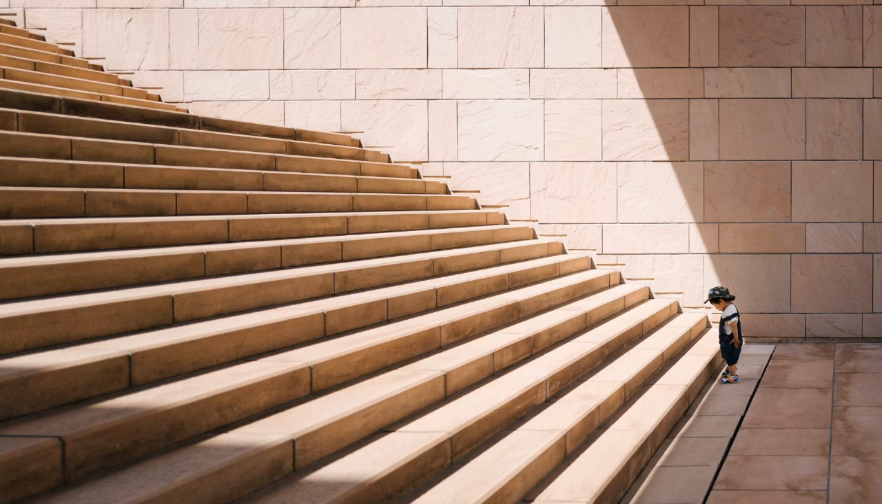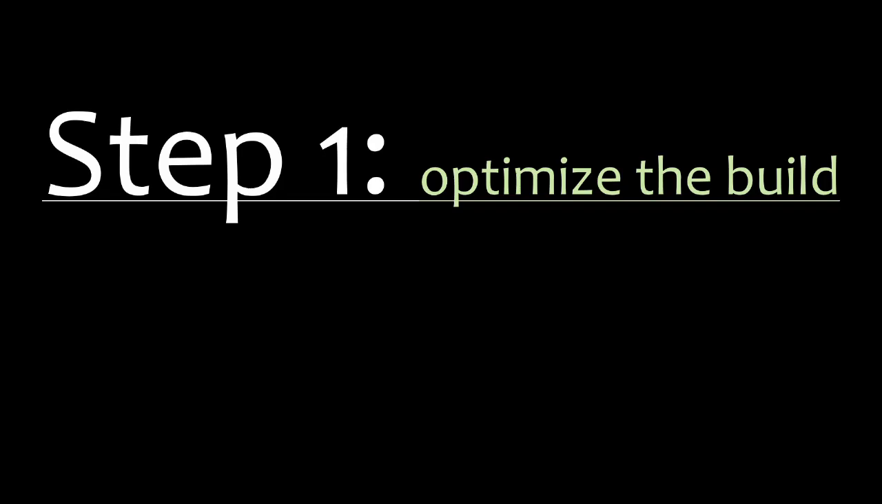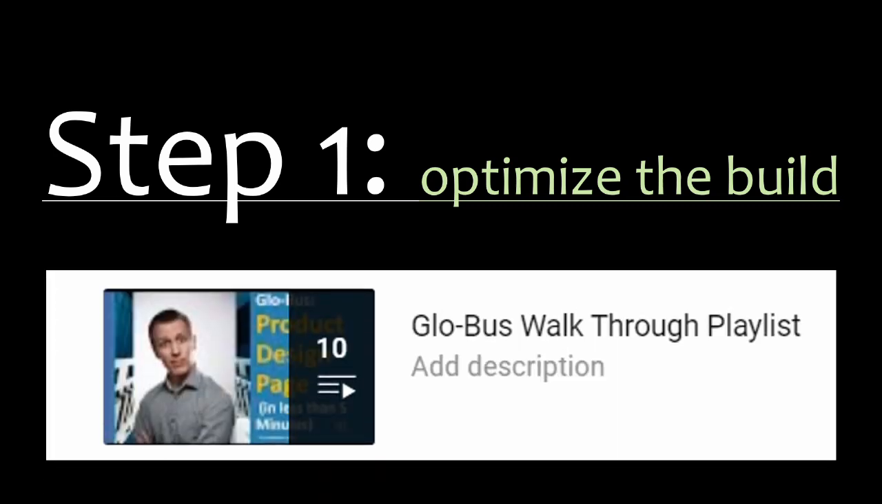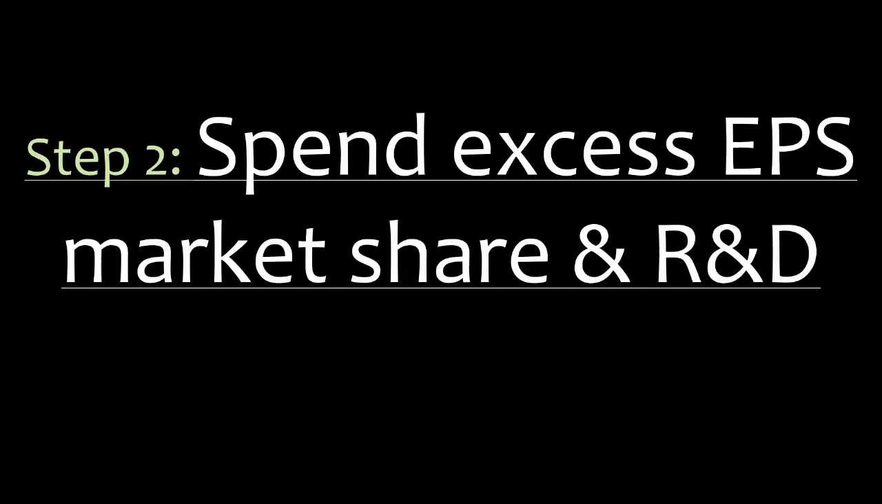Let's go over some easy steps. Step 1, optimize your build. Don't know how to yet? Try this easy playlist. Step 2, spend 1/2 of your excess EPS on market share and 1/2 on R&D.